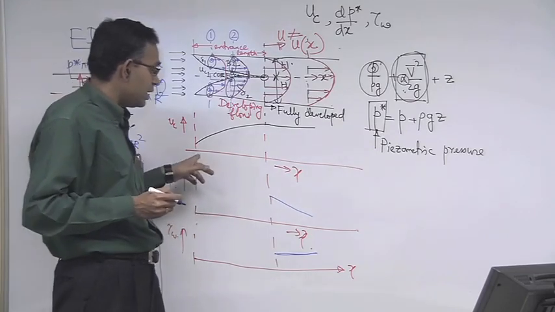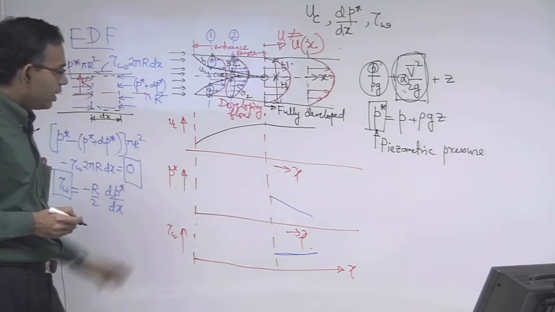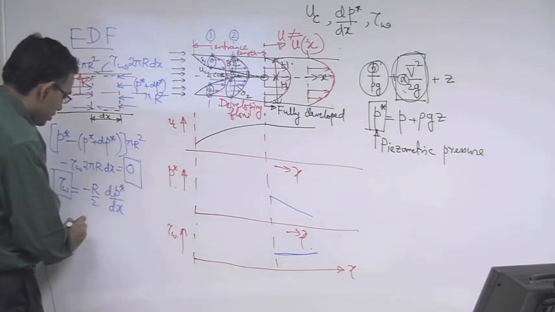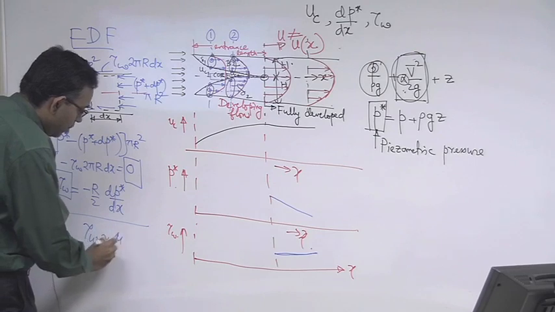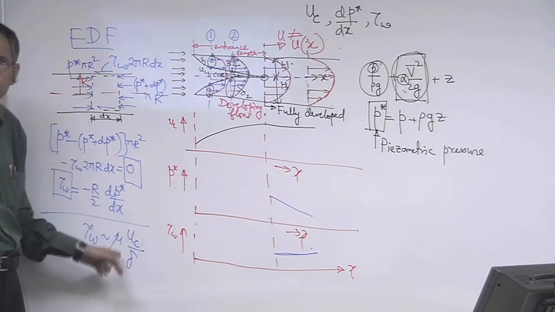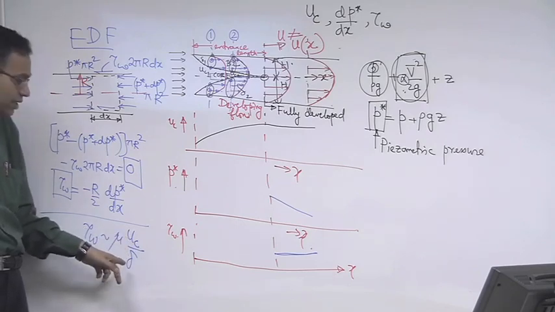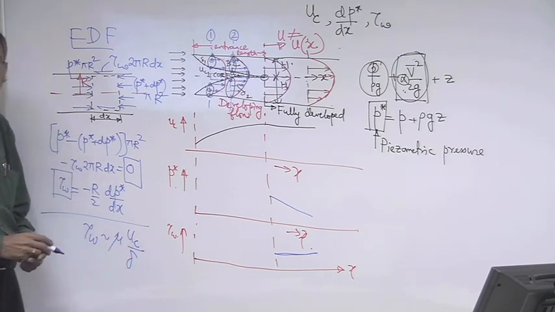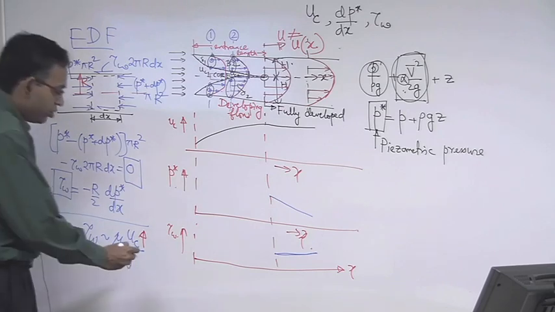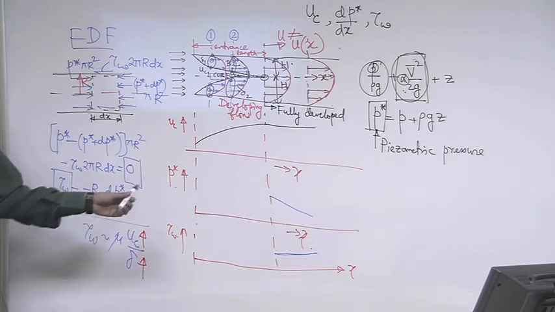Now, the interesting point, what happens in the developing region? So, in the developing region, what about tau wall? See, tau wall scales with what? Mu into uc by delta, right? Mu del u del y, like that. So this is change in u from 0 to uc over the distance from 0 to delta. So the velocity gradient scale is uc by delta. Now the interesting thing is that as you go along x, uc increases with x. As you go along x, delta also increases with x. So how will you know whether this ratio increases with x or decreases with x?